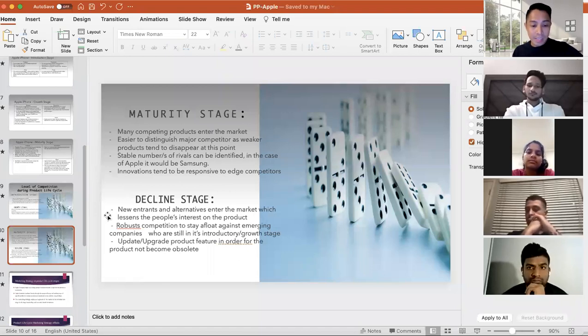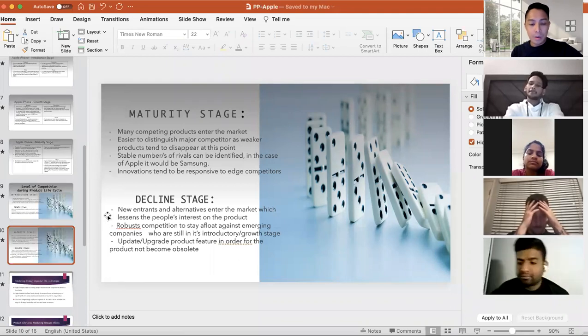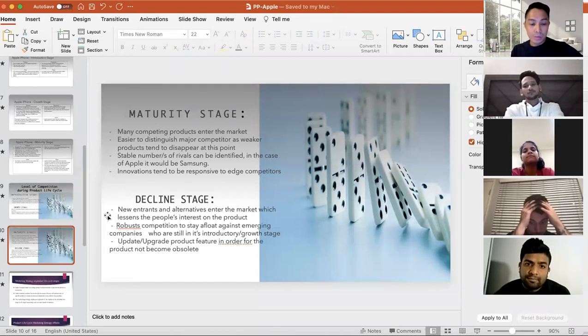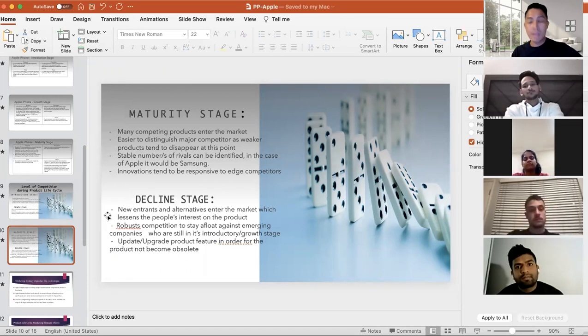Lastly, for the decline, new entrants and alternatives lead to product decline, which is the last product life cycle. So the competition is very robust. It's felt not only from Samsung, but also from other tech companies right now, like Xiaomi and Oppo. However, they are slowly taking over a big portion of the pie that is predominantly ruled by Apple. As a result, Apple is religiously updating their product features and system so as not to become obsolete, and to be more competitive with pricing and elevating their service.